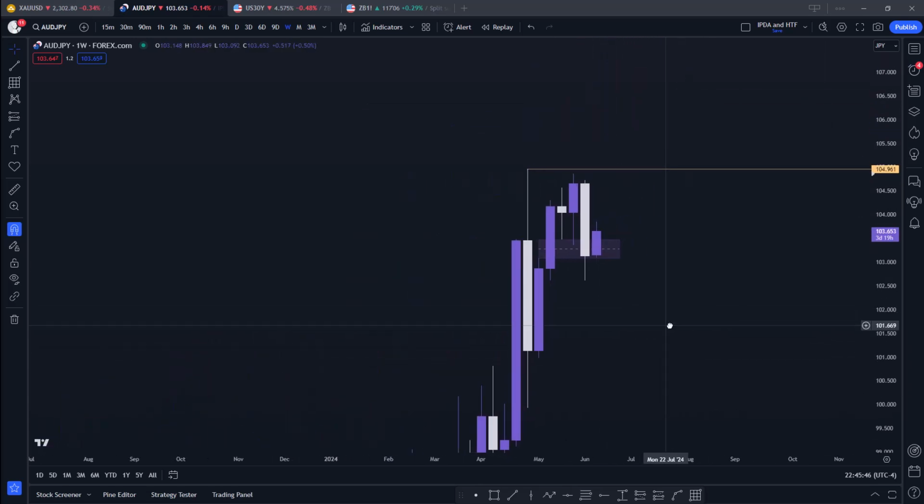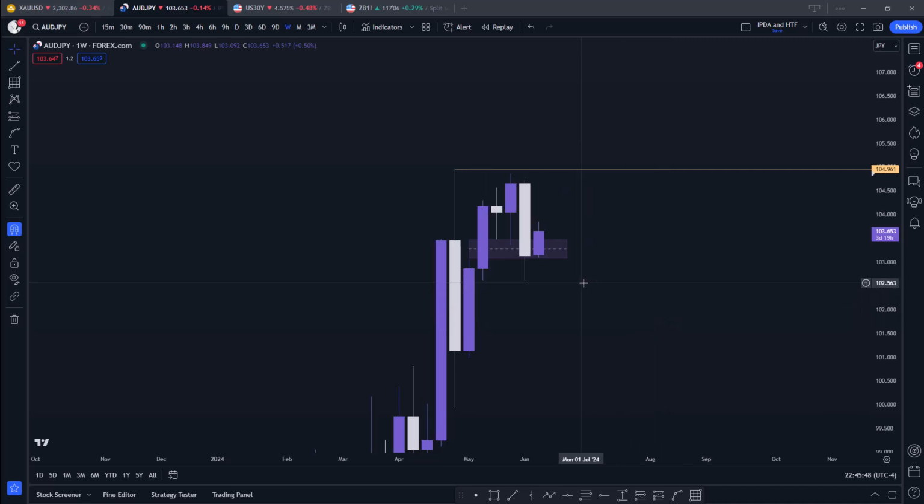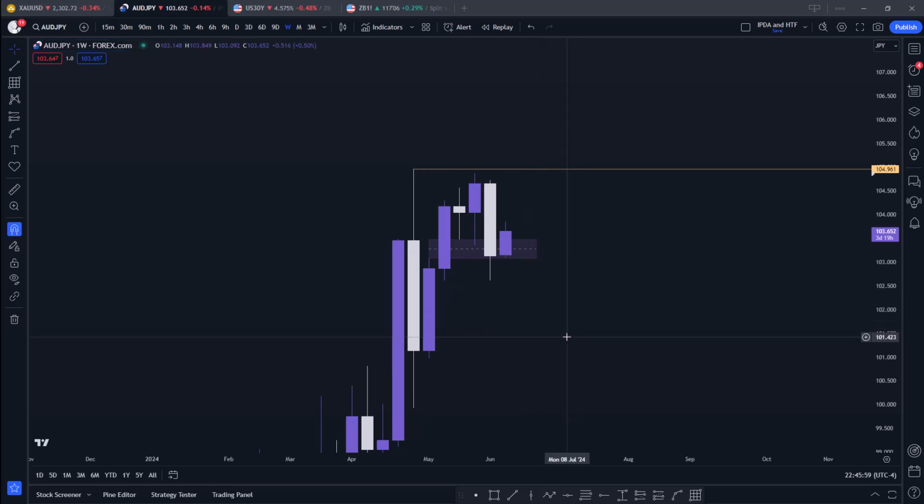What I look for is an SMT divergence in a high time frame PD array, coupled with the internal to external range liquidity move. In this case, what is a high time frame PD array? For me, it's the daily, weekly, and monthly time frames. Nothing else in all these time frames matters. It's monthly, weekly, and daily.